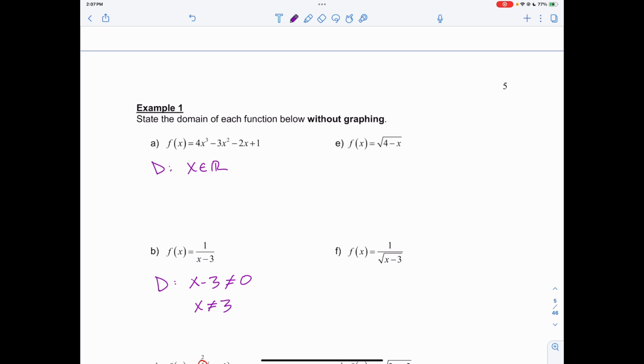For example E, once again, it is a square root. So 4 minus x would have to be greater than or equal to 0. Negative x would have to be greater than or equal to -4. And when I divide by -1, change the direction, and x has to be less than or equal to 4.